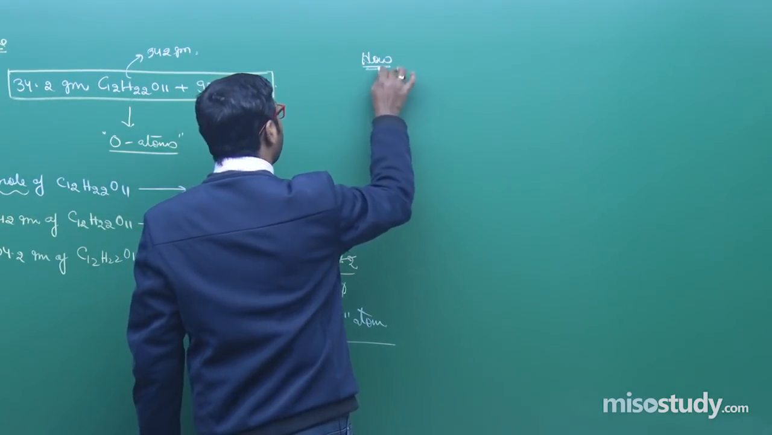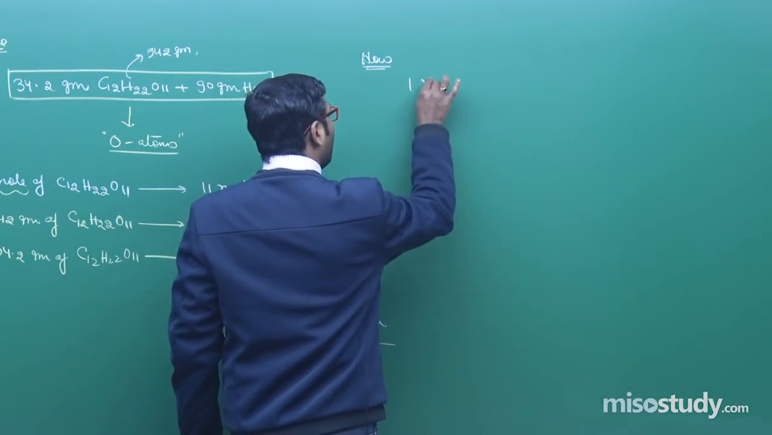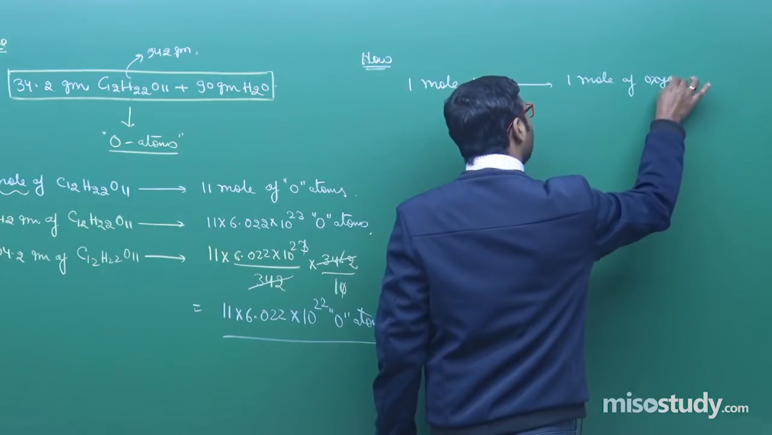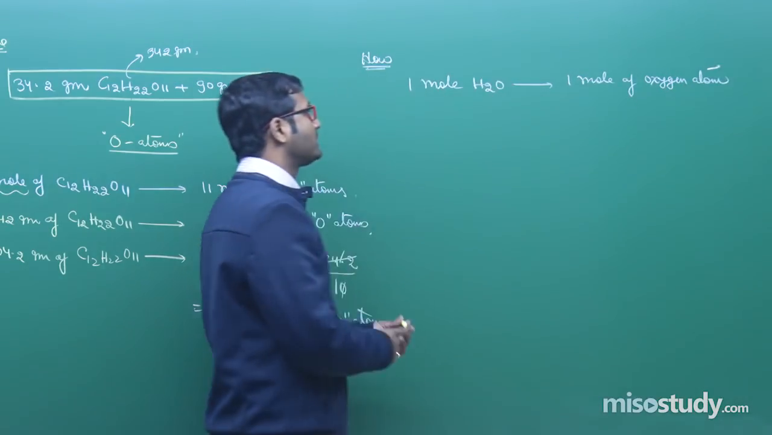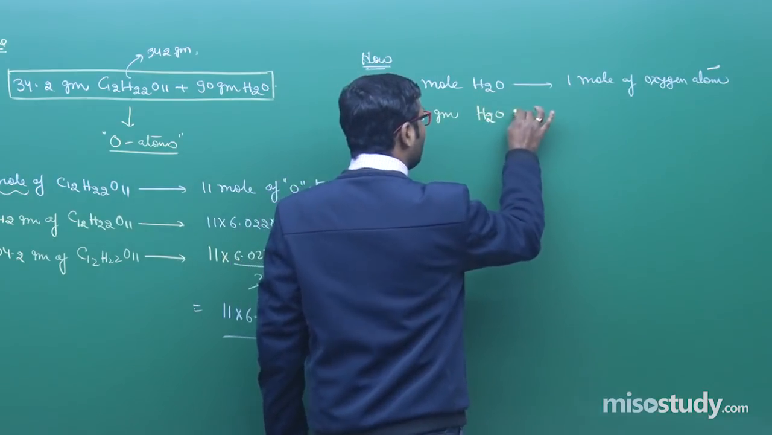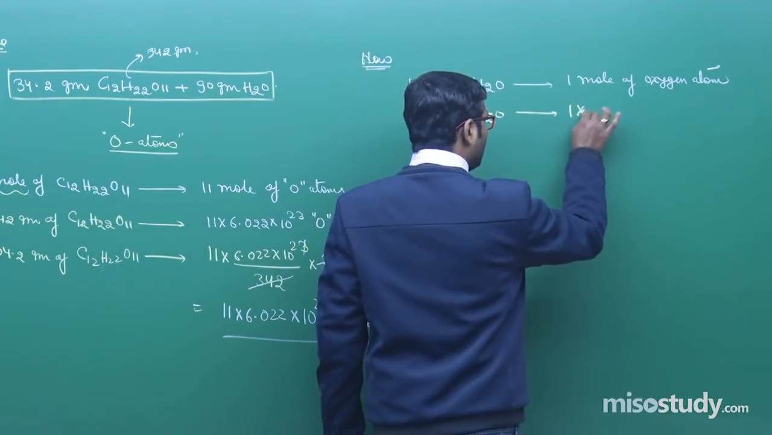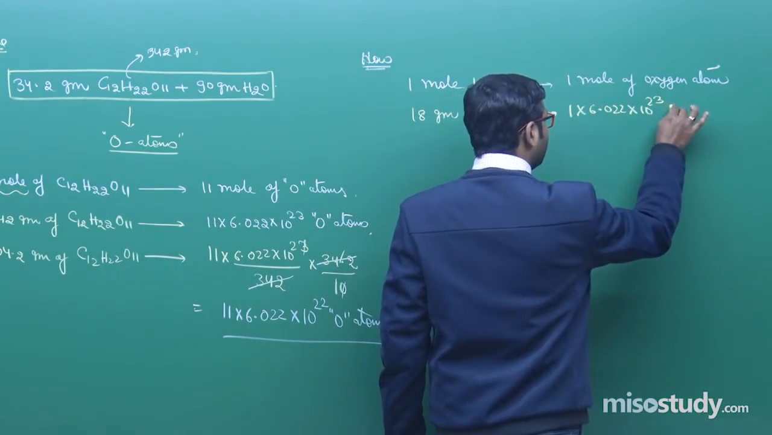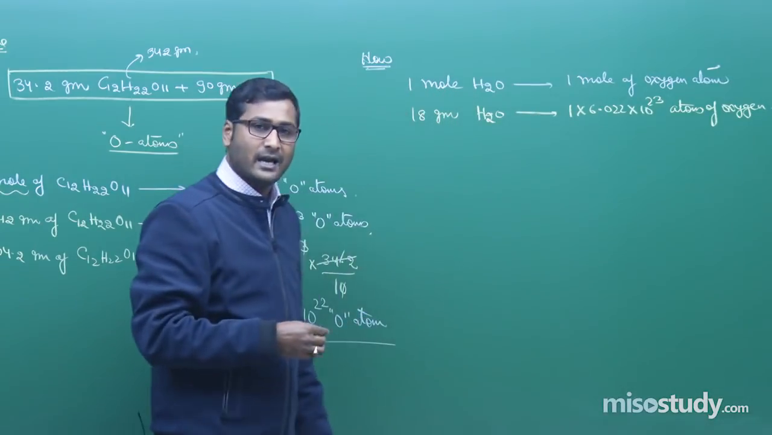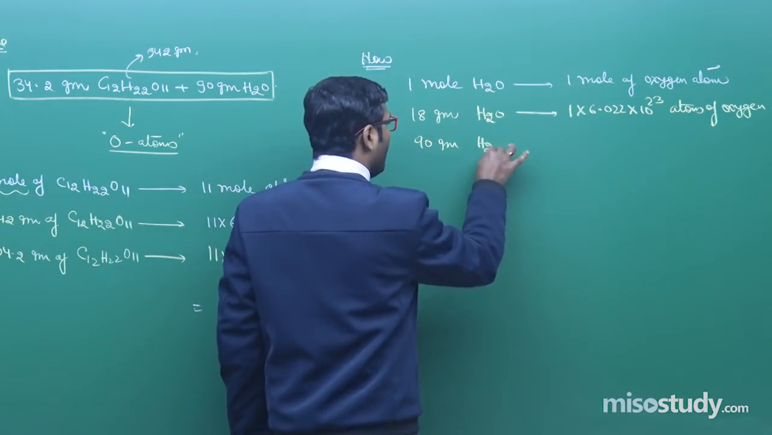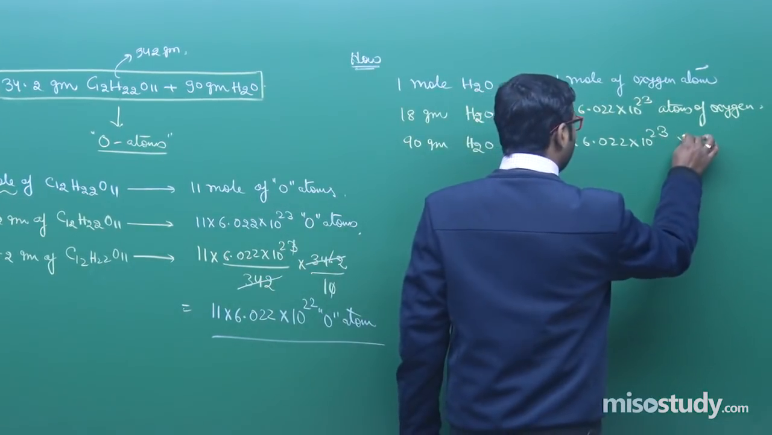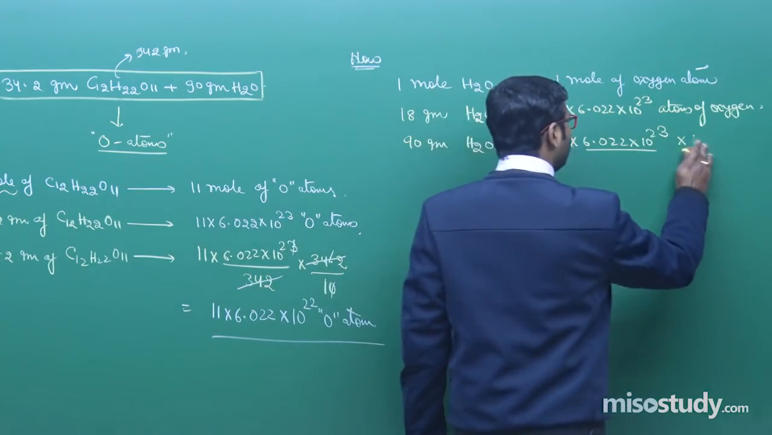Now we have to find the number of oxygen atoms in 90 gram of H2O. We know 1 mole of H2O contains 1 mole of oxygen atoms. If we apply the mole concept method, what is the mass of 1 mole of H2O? We know the molecular mass of H2O is 18 gram. 18 gram of H2O contains 1 into 6.022 into 10 to the power 23 atoms of oxygen. We have 90 gram, so 90 gram of H2O will contain 1 multiplied by 6.022 into 10 to the power 23, multiplied by 90 divided by 18.